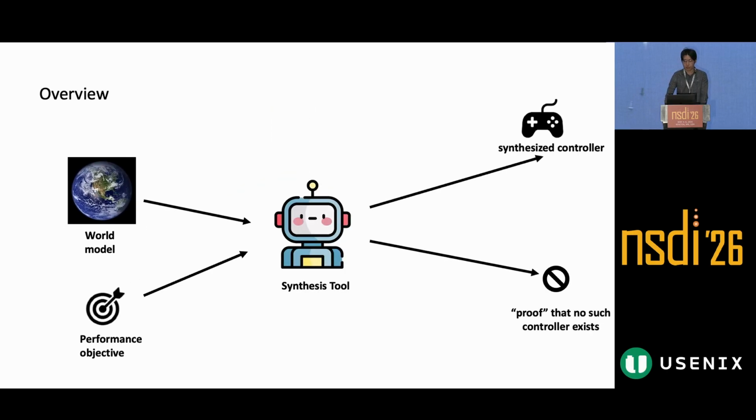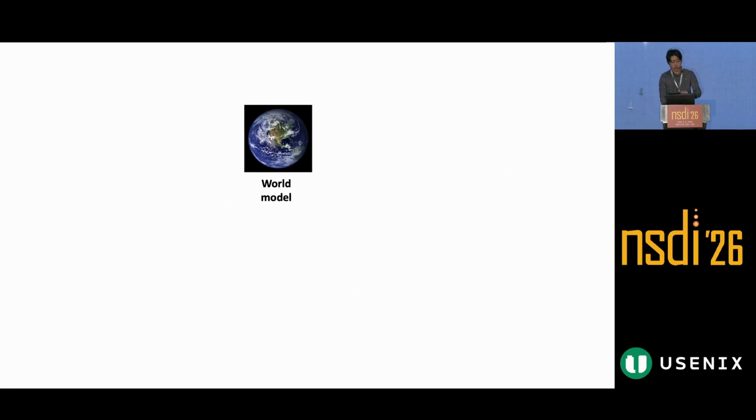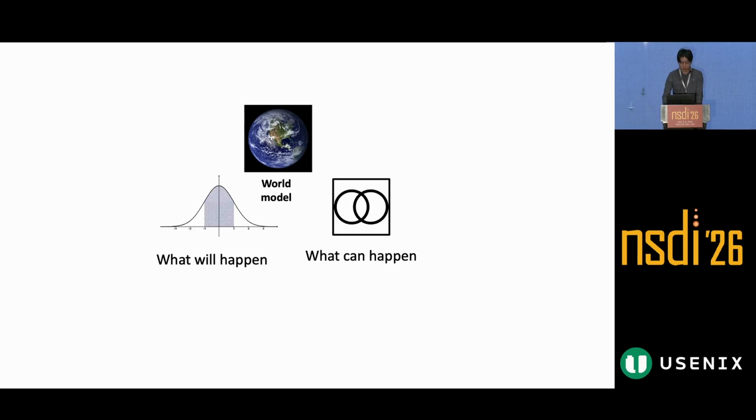If the synthesis fails, we can just relax the world model or the performance objective and try again. I just casually said that we need a model of the world, but imagine what this includes. We need a model of the entire network, the entire video encoder, and the complex operating system. This is almost impossible.